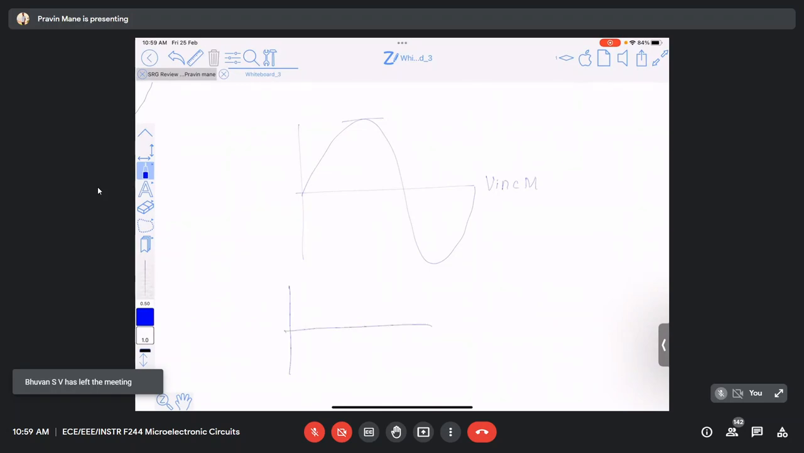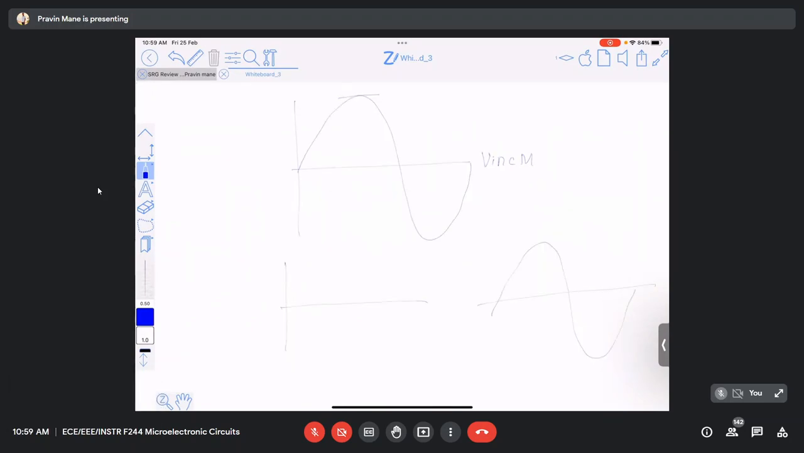This is a DC voltage and over it I superimposed an AC signal. What is the instantaneous value? Suppose this is the time T1. Plus Vin1. Vin CM plus some voltage, right? Yes, sir. On the other side, it will be Vin CM minus some voltage, right?